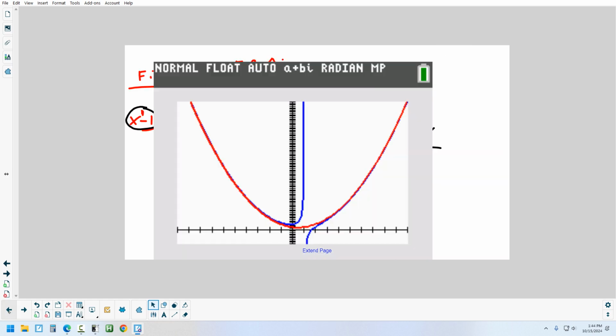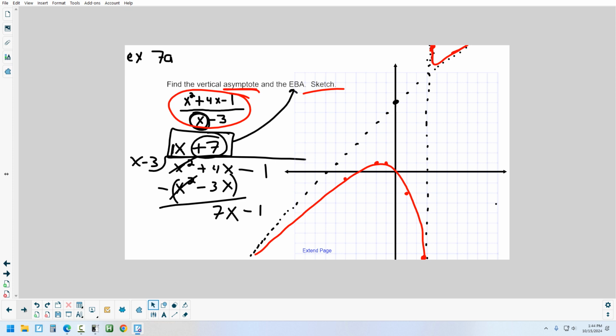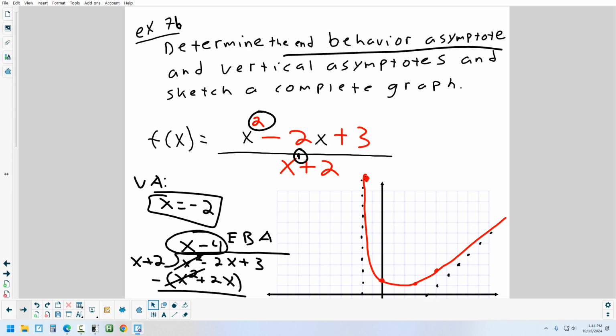In this one that we did, this does not have a slant asymptote. The red one curved. That was not a slant. So the EBA is the slant. And the vertical one, that's just the vertical. That's just the vertical. Yep. So determine the EBA and the vertical, and that's what we did. EBA and vertical. But they're separate.